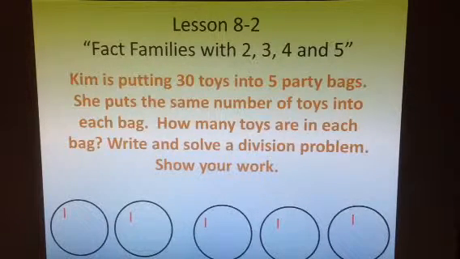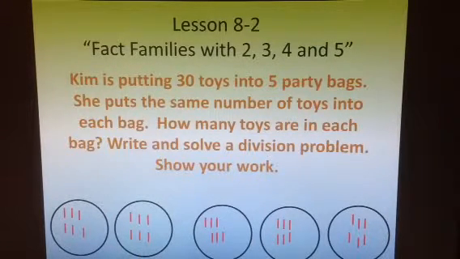So for the picture, what we did was just draw circles to symbolize the bags, and then we started putting lines or dots or something to symbolize the toys into each bag. We did that till we had a total of 30, and we did it evenly. We saw that there were 6 in each.